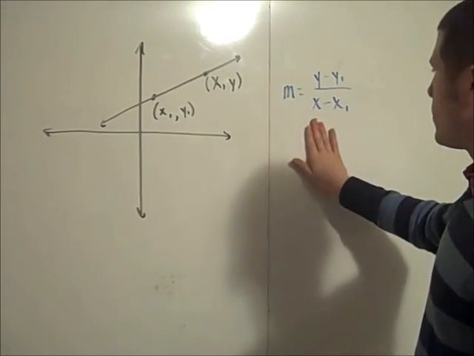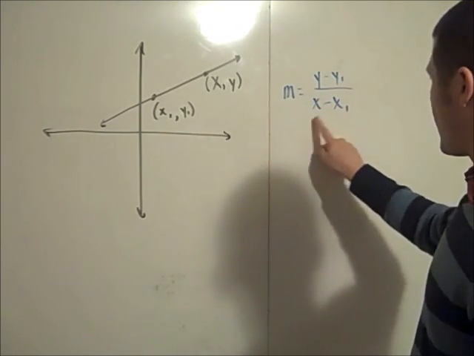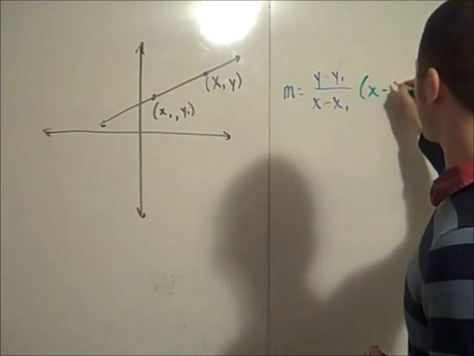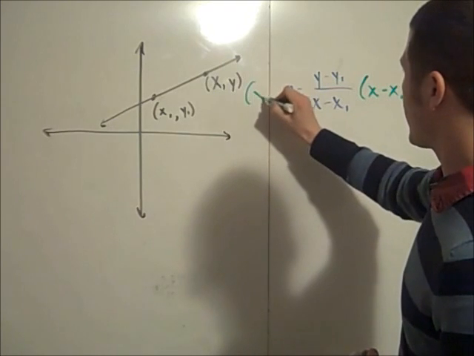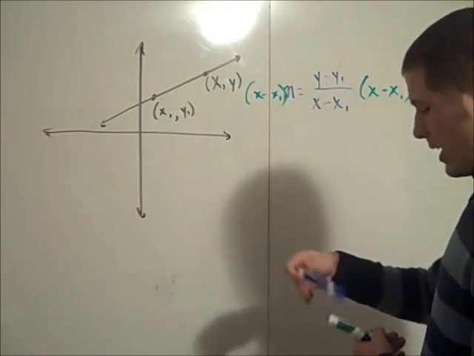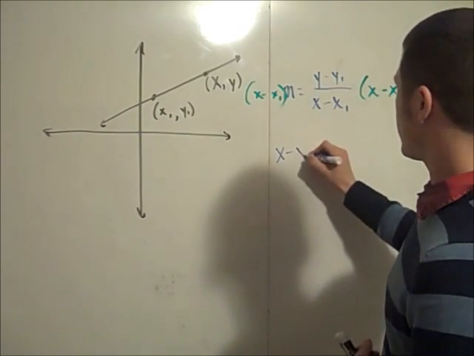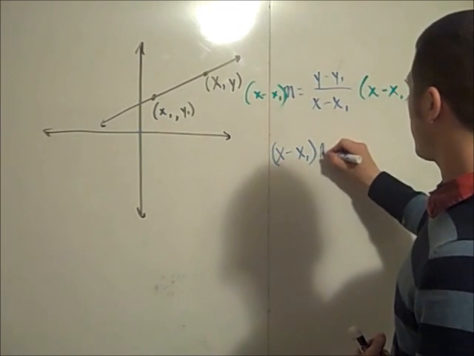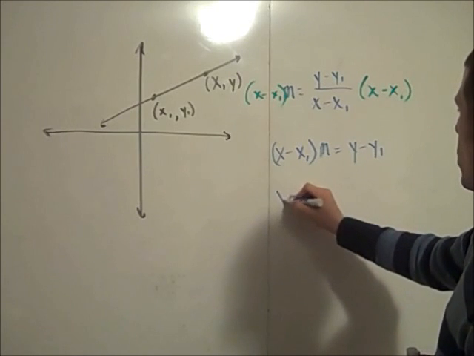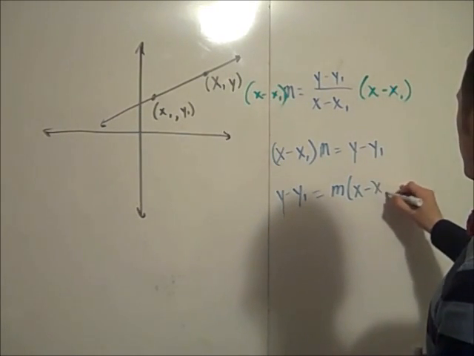So what we can do is take this equation and multiply both sides by the denominator here. Multiply both sides by this number, so multiply this side by x minus x1 and this side by x minus x1. And what we have is something called the point slope form of a line. So we have x minus x1 times m is y minus y1. It's more commonly written as y minus y1 is equal to m times x minus x1.